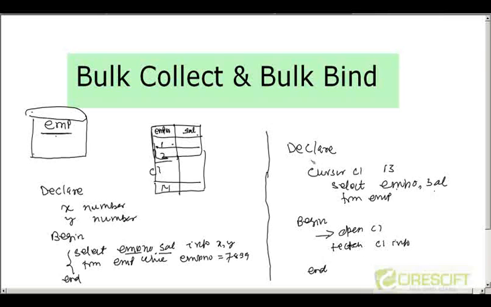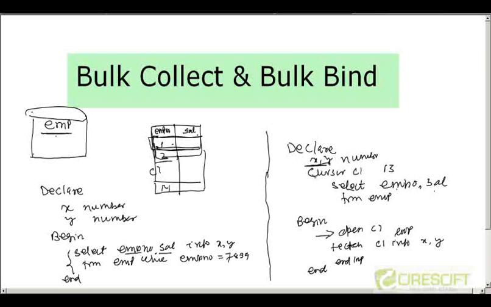Then I do fetch C1 into x, y, where x and y are numbers. So in this case, I'm fetching one row at a time. After open C1, I make a loop, then end loop. So I loop and fetch one row at a time into the temporary variables x and y. This is how the cursor works, right?